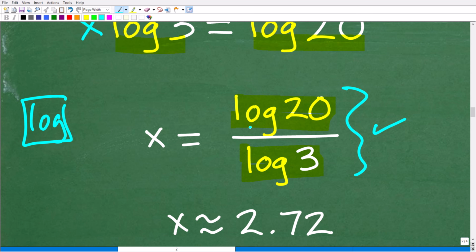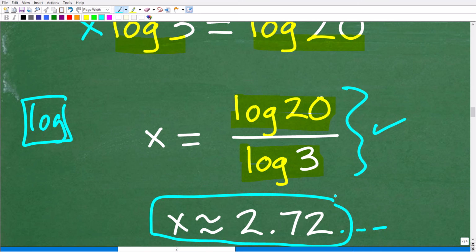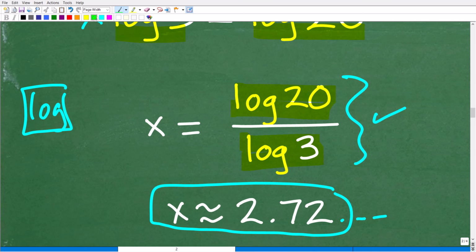So if you go into your calculator, just go log 20, divide that by log of 3, and you'll get approximately 2.72. There are some other digits here, but we'll just round this off, so that's an approximation. Now, some of you folks out there, you probably have to be well over 50, 60, for sure, probably 60 and beyond, maybe in your late 50s. What am I getting at?